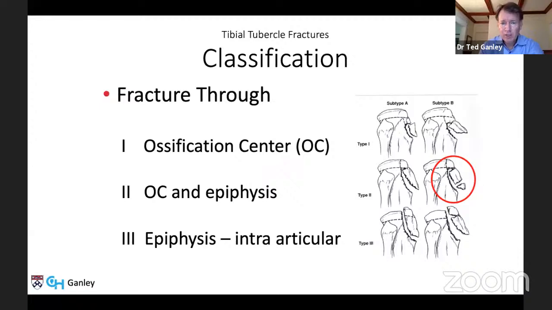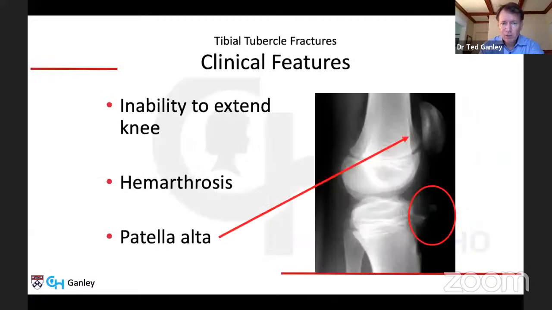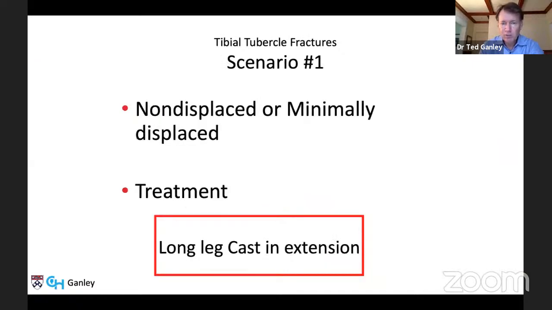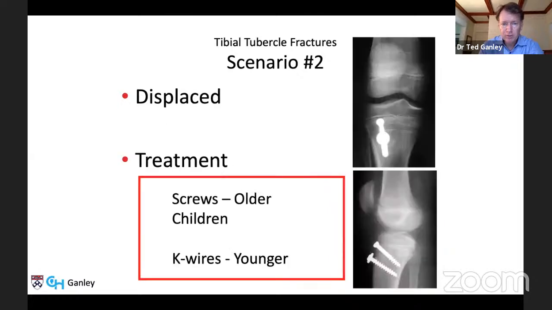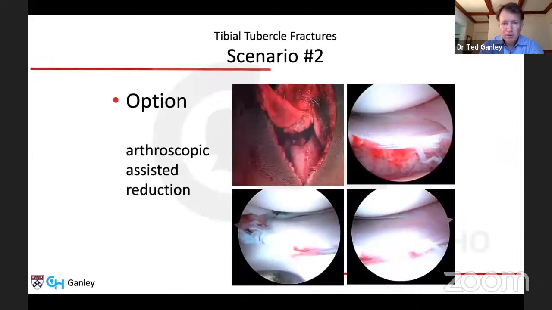And the fracture classification can be through the ossification center, or type 2, ossification center and epiphysis, or 3, through the epiphysis and intra-articular fractures. Clinical features, inability to extend the knee, hemarthrosis, patella alta, as you can see here. Those minimally displaced or non-displaced, long leg cast in extension. For displaced fractures, screws in older children, K-wires in younger children.